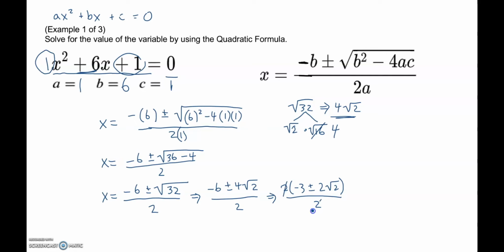Now 2 and 2 can cancel out, leaving us with negative 3 plus or minus 2 root 2. So we can leave our answer like this, or we can choose to rewrite it into both forms. Negative 3 plus 2 root 2, as well as negative 3 minus 2 root 2.